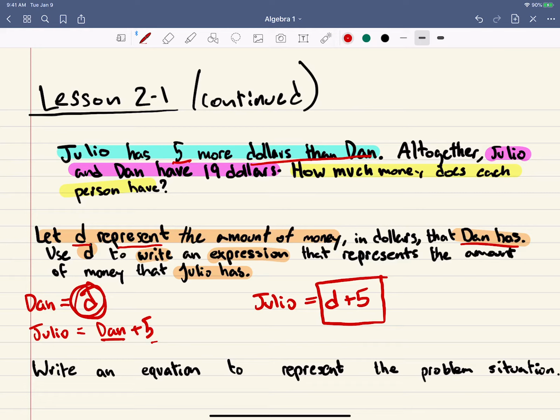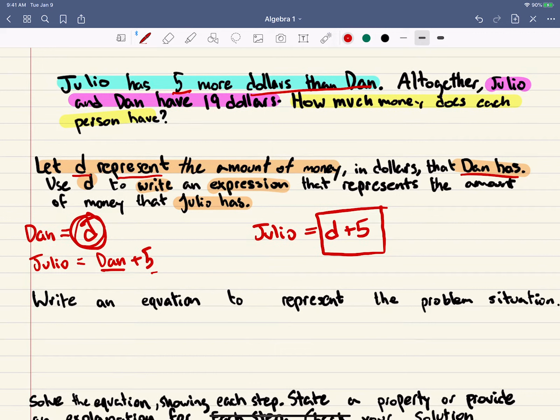Right? And Julio has 5 more than Dan. So that's exactly whatever Dan has, which is D, plus 5. All right? Now, our next step says write an equation. So we're going to write an equation. That means there's going to be an equal sign that represents the problem situation. So we're trying to find out how much money they have together, right?